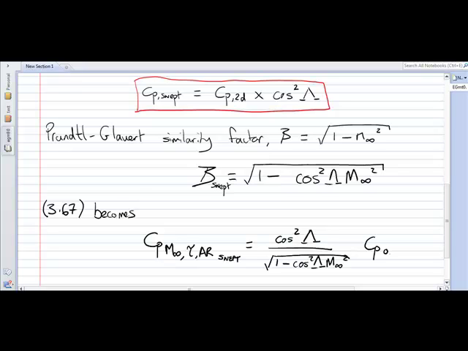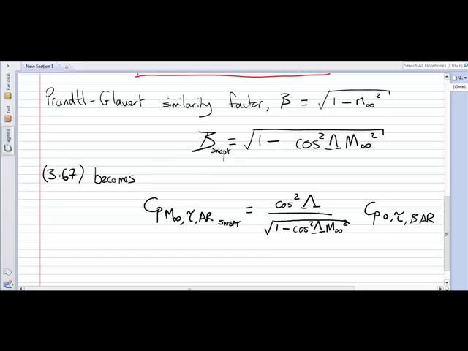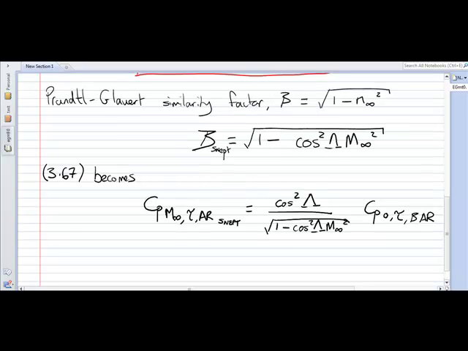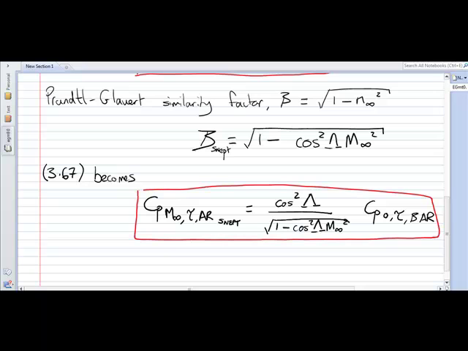effectively Mach 0 or incompressible, that is what we're really saying there, the incompressible pressure coefficient with the same value of tau but beta times AR. So this is the Prandtl-Glauert rule adapted for a swept wing.